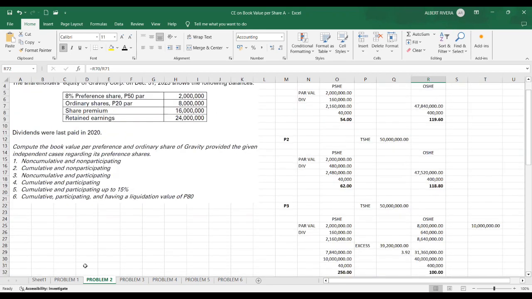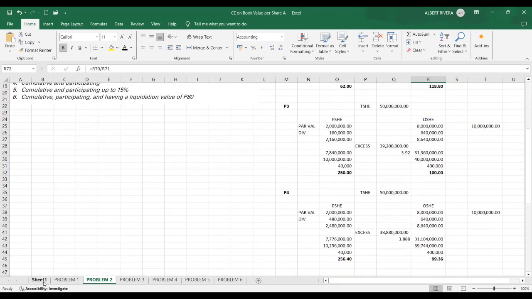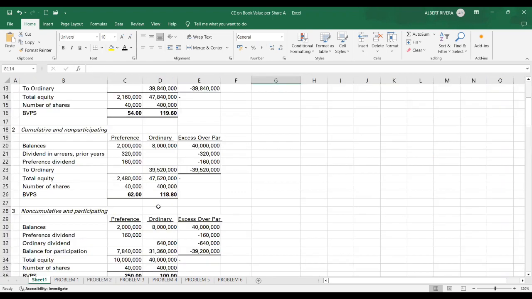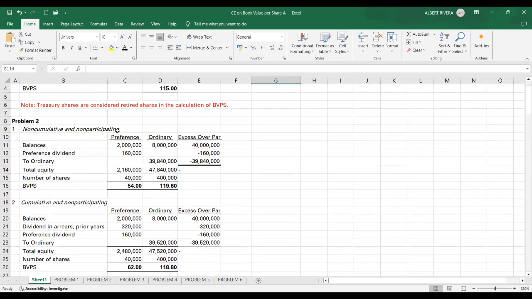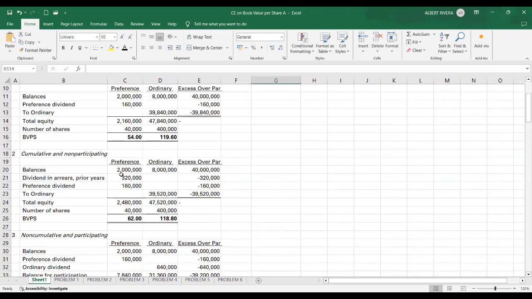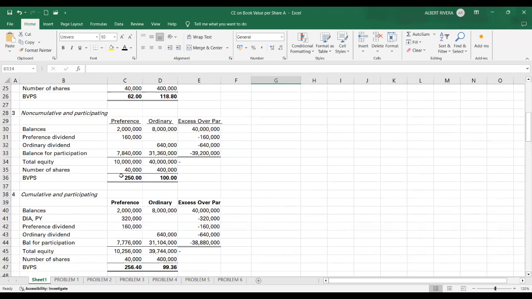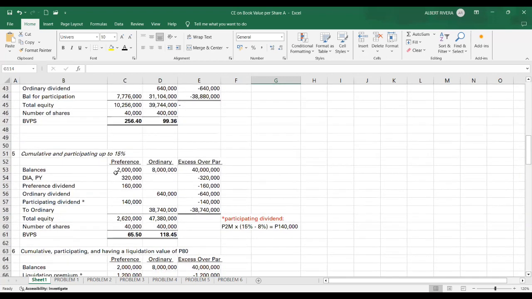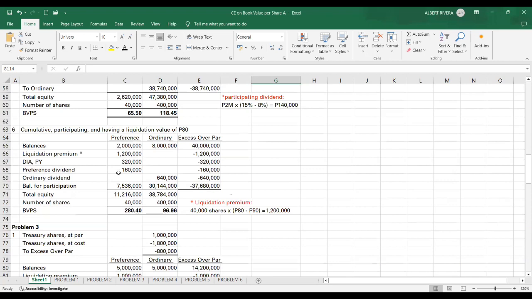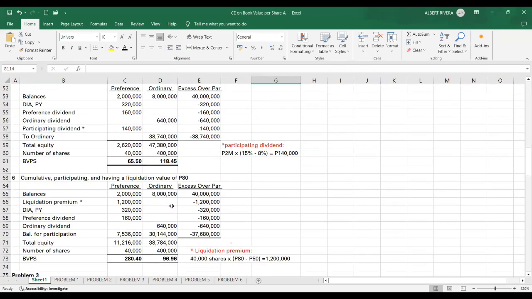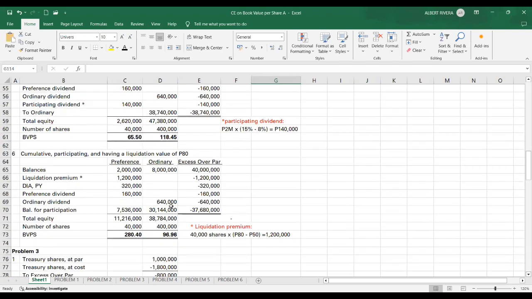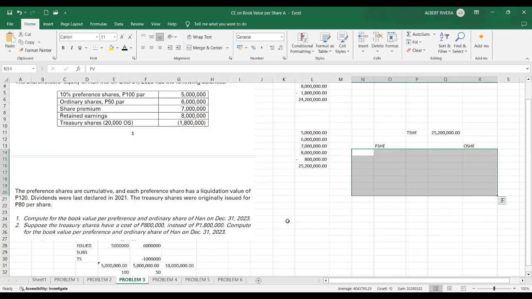Ito, class, kino-compute yan using this. Ito, ganito yung pag-compute niya. So sa problem 2 natin, yan yun, yung in good form. Okay? Pero baka kasi matagalan ka. Kaya huwag niyong ganito. Baka matagalan ka. Kaya pinapakita ko sa iyo yung isang way to compute for this. Okay? So let's now go to problem 3.